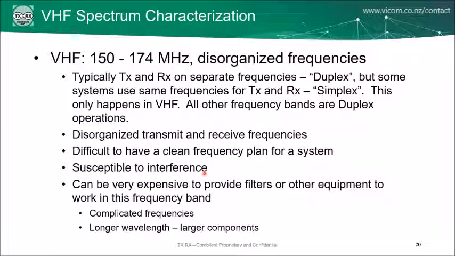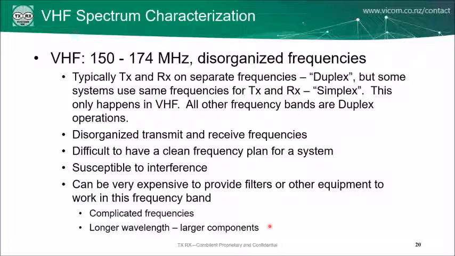Because of this, it's a very congested radio environment. It's difficult to have a clean frequency plan for a system. You've got a lot of potential interference, and it can be very expensive to get enough filters or equipment to isolate your specific frequencies. We've got complicated frequencies, and longer wavelengths, which means larger components in order to filter everything out. And of course, with size, you might have a physical space limitation. You also have a cost limitation to it.